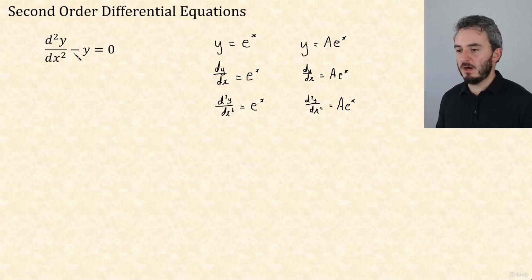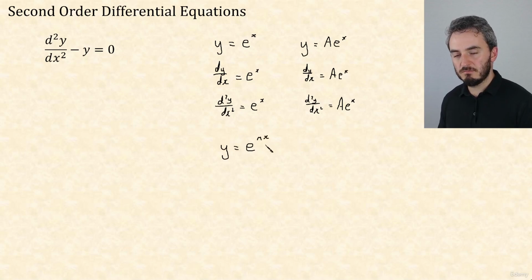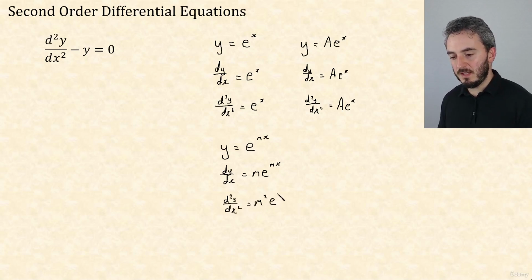If you weren't sure where to start, you might say, well, if e to the x worked, I wonder if any other exponential function might work. For instance, I wonder if y equals e to the mx could work. Well, let's see. If y is e to the mx, dy by dx is m e to the mx, and d2y by dx squared is m squared e to the mx.